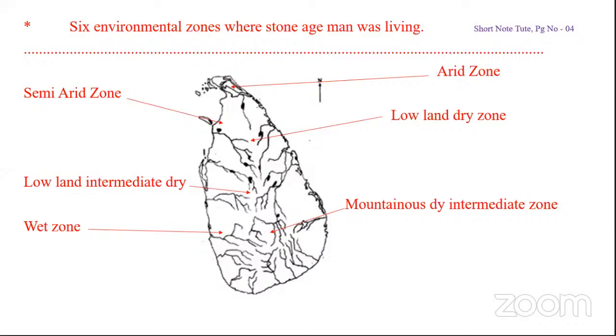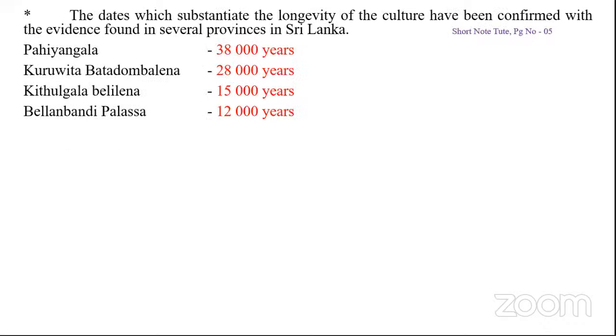Okay, so I'm moving to the next slide then. So still we are just doing page number 4 of short note tute. Right. So the dates which substantiate the culture have been confirmed with evidence found in several provinces from Sri Lanka. Now, the soil layer that Stone Age man is found in these regions are as old as 38,000 years in Pahiyangala. So in Pahiyangala, the soil layer is 38,000 years old. So that is the oldest place in Sri Lanka.